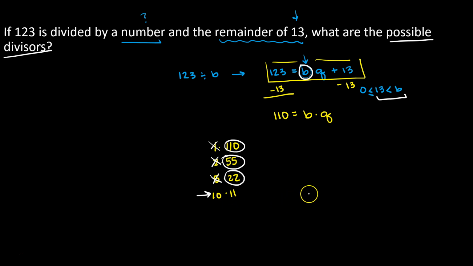For example, if we had tried 123 divided by 10, you would get 12 with a remainder of 3, because 10 times 12 is 120 plus the remainder of 3. So because we know that the remainder was 13, we can eliminate the numbers 10 and 11 from our list completely as possible divisors. So the only possible divisors that we could have for this problem are 110, 55, or 22.